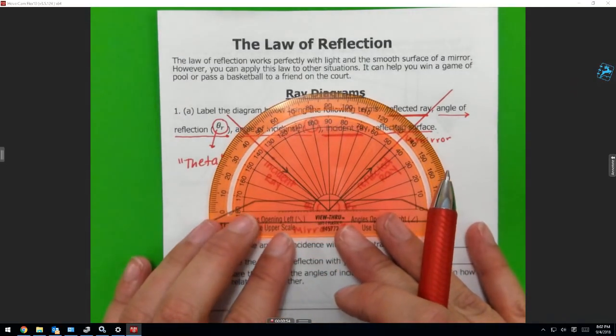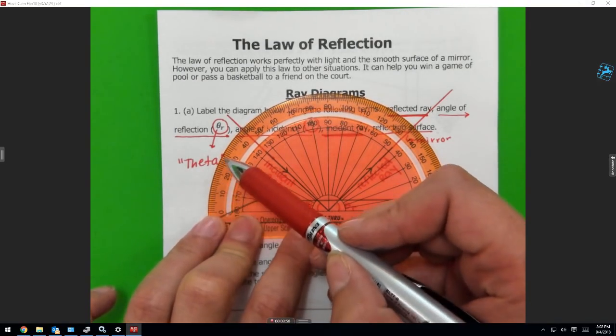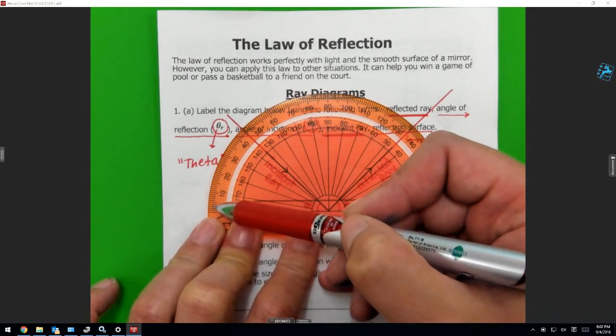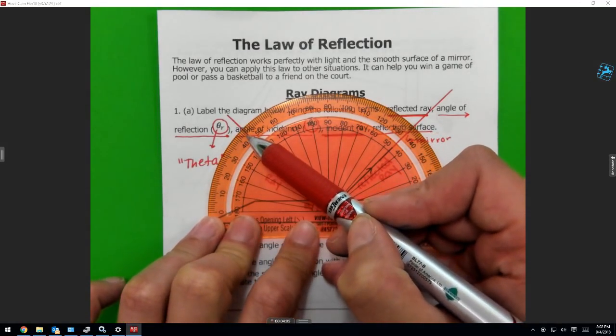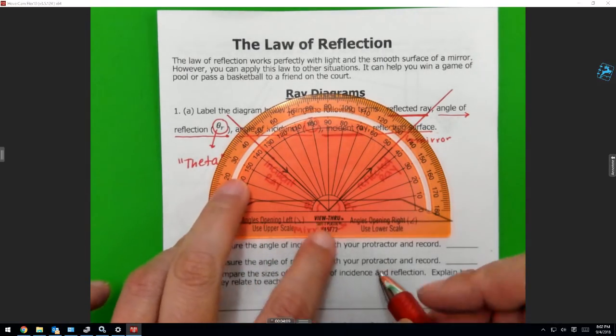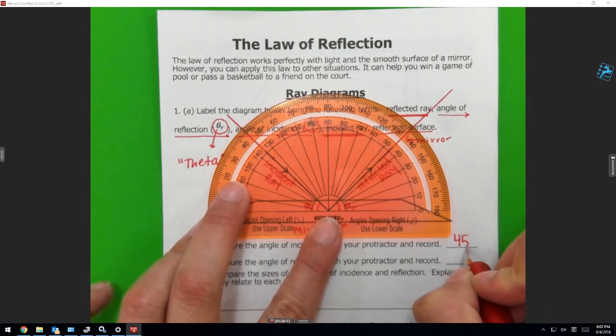So I'm going to line this up with the T again. If we look at this side and we look at our tiny tick marks, we're counting on the outside tick marks because it starts at 0 over here. And we count up and we get to, hey, 45. So my angle of incidence is going to be 45 degrees.